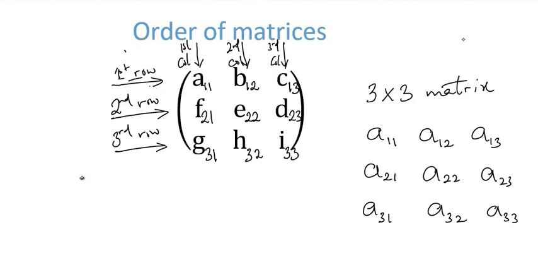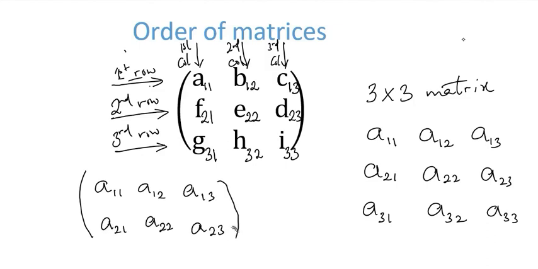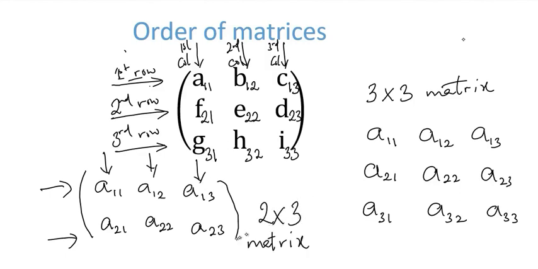We can also have 2 by 3. Let's say this matrix has 2 rows. If you want to name this matrix, we can say this matrix has 2 rows and 3 columns. We can name this matrix as 2 by 3. That is the order of the matrix.